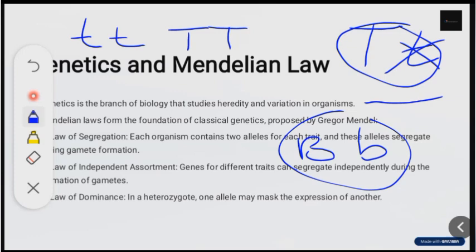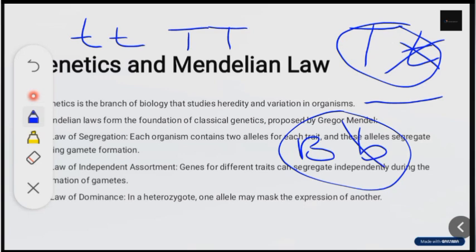It derived a means whereby one allele will be stronger than the other one. That's dominance. It will cancel out the effect of this one. And eventually you will give birth to a baby with what? A black eye.